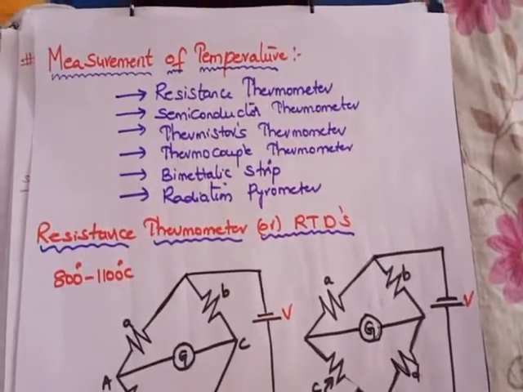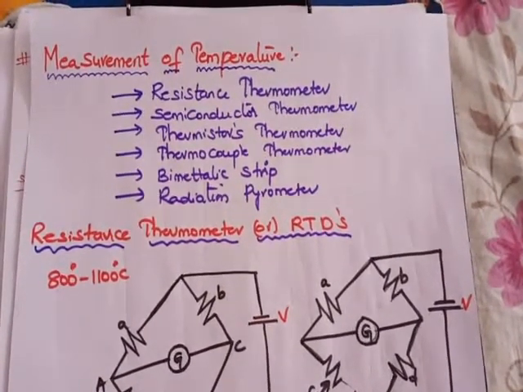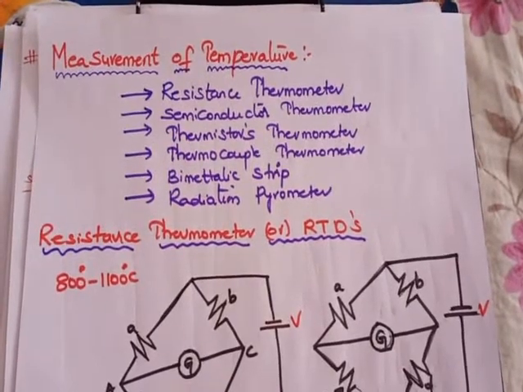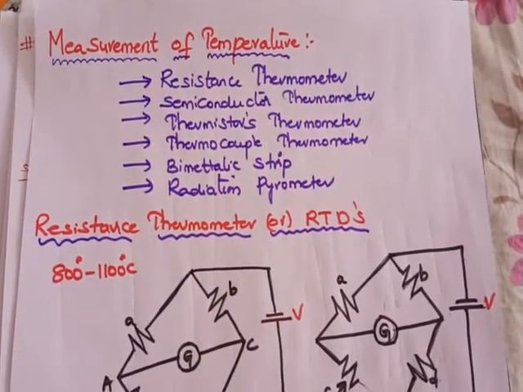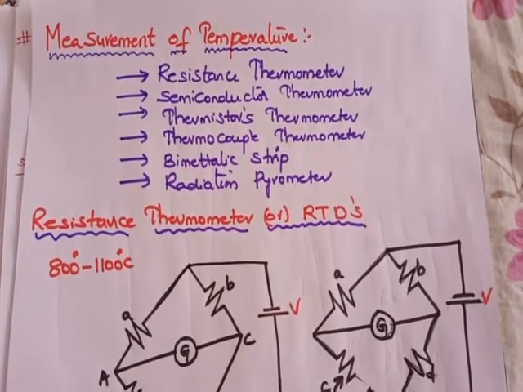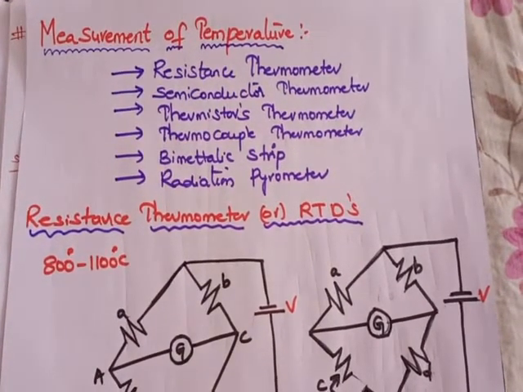So what is temperature? The degree or intensity of heat present in a substance or an object is called temperature. So what is measurement of temperature? It is a process of finding out the unknown value. Here the unknown value is nothing but heat.